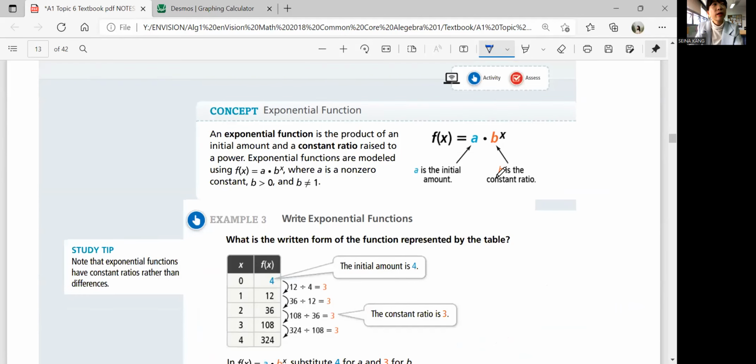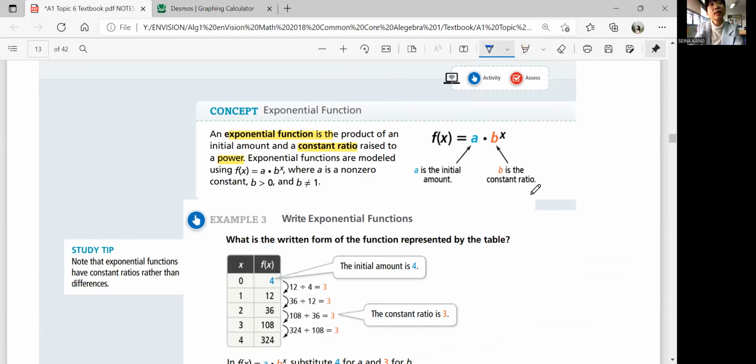Okay, moving on to the next page. The exponential function is the product of an initial amount and a constant ratio raised to a power. Exponential functions are modeled using f of x is equal to a times b to the power of x, where a is a non-zero constant and b is greater than zero, it's positive. And b is not one.